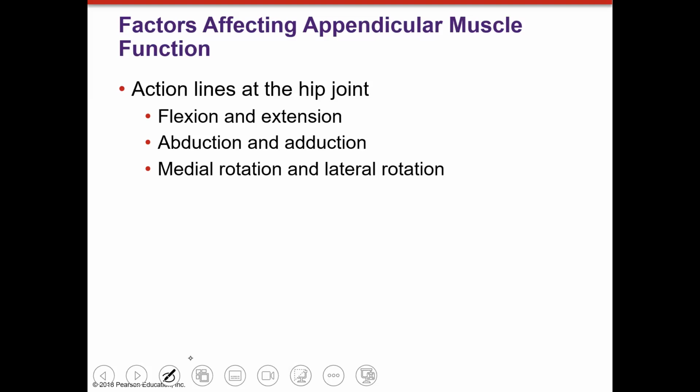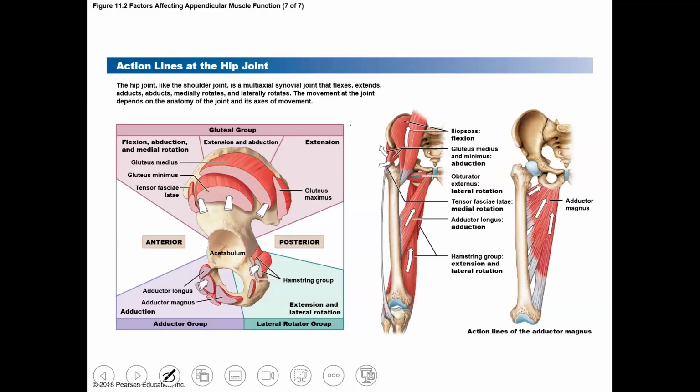Action lines at the hip joint: flexion and extension, abduction, again away from the midline, adduction in towards the midline. Medial rotation and lateral rotation. We can see the femur right here and these adductor muscles bringing the leg in. Press your knees together. That's adduction, right?